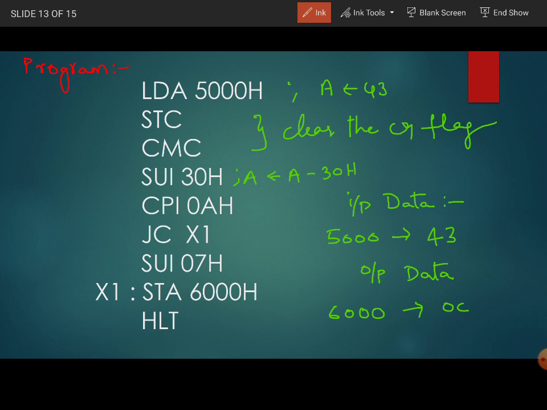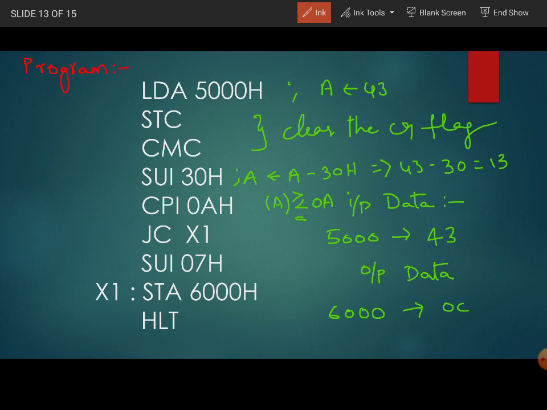Now compare the content of accumulator with the immediate data 0A. So actually what do you get here? A minus 30 means 43 minus 30. So what I get is 13. So compare immediate 0AH. So what are you trying to do here? Now the content of accumulator is getting compared with 0A. So it may be greater, lesser or equal to.